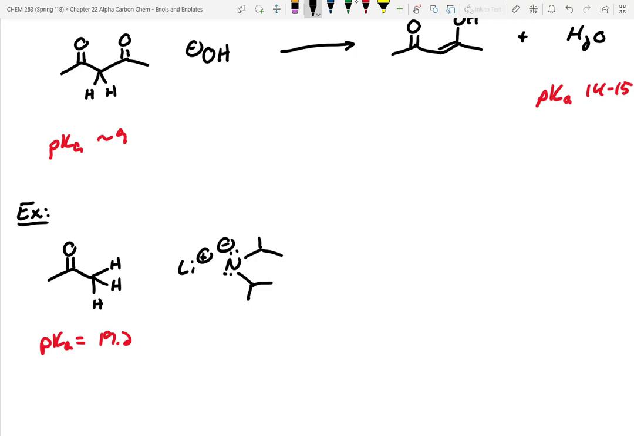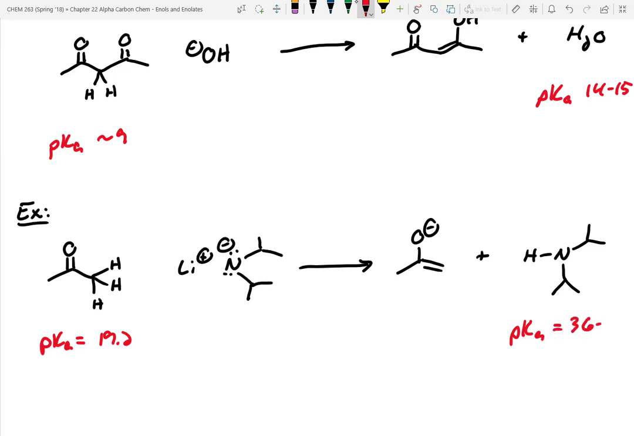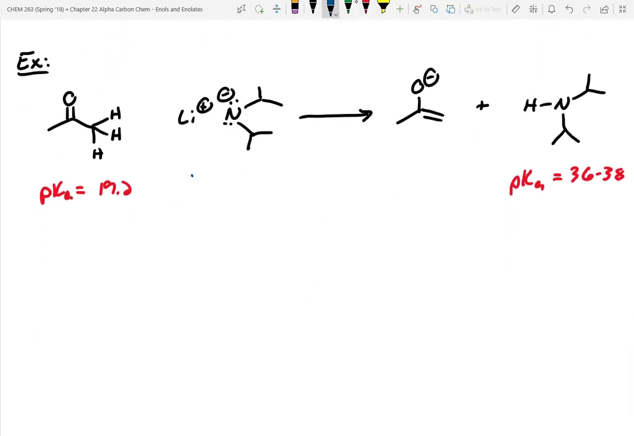So in this reaction, you can run this. Just like before, get your negative charge. Your conjugate acid, in this case, is going to be an amine. And the pKa of most amines is around 36 to 38. So you can tell this is really, really good as a base. It's way higher than 5 units. This is a common base called lithium diisopropylamide. Most people don't like using that long name, so they just refer to this as LDA.